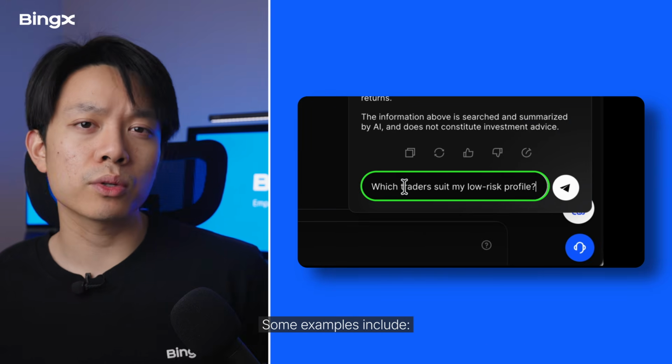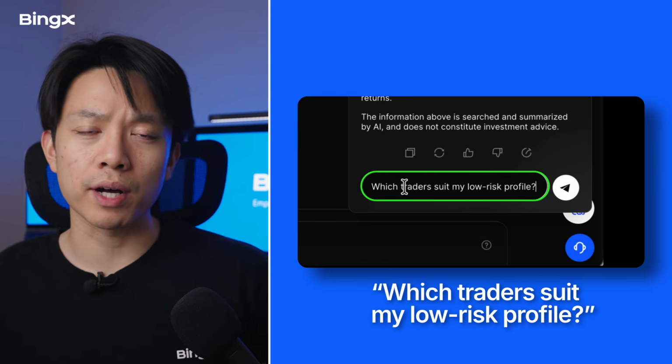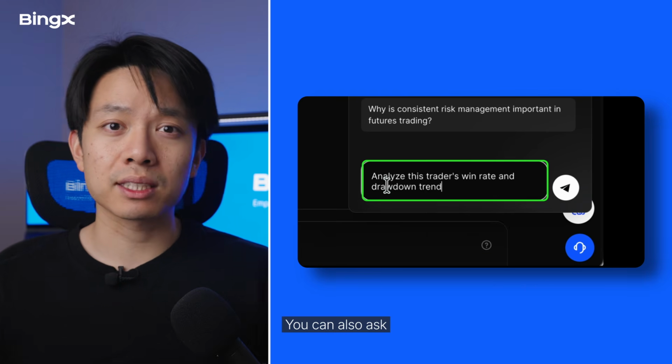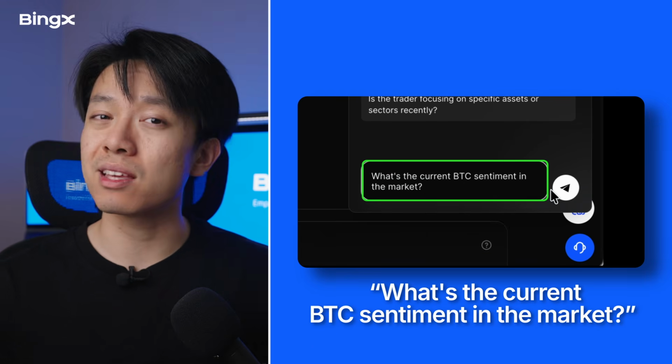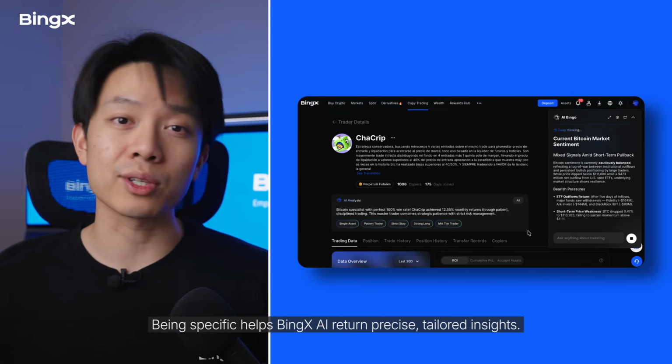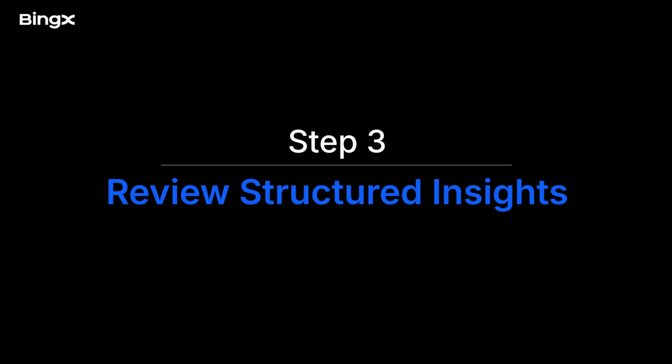Some examples include, which traders suit my low risk profile? Or analyze this trader's win rate and drawdown trend. You can also ask, what's the current BTC sentiment in the market? Being specific helps BingX AI return precise, tailored insights. Third step, review structured insights.